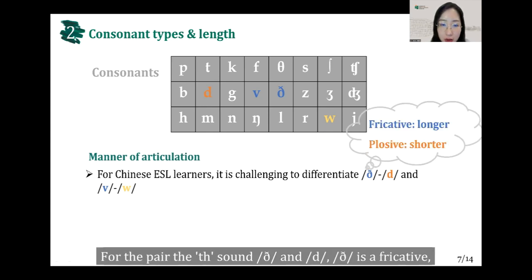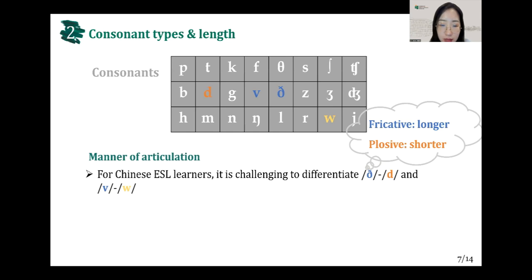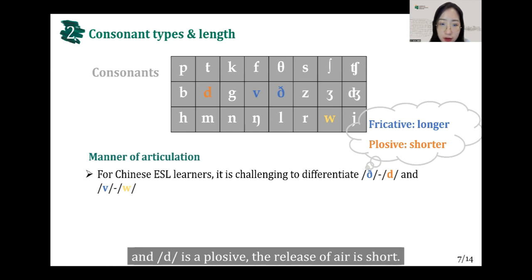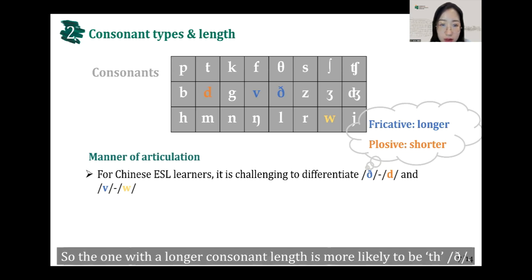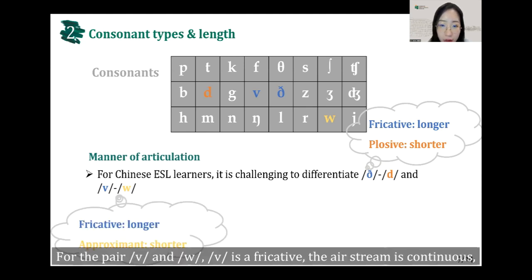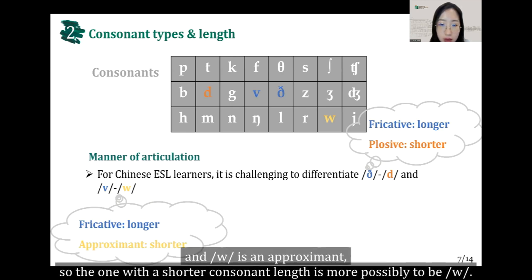For the pair, the th sound and d. The th sound is a fricative. Air is escaped from the small passage, and the air is continuous. And d is a plosive. The release of air is short. So the one with a longer consonant length is more likely to be the th sound. For the pair v and w, v is a fricative. The airstream is continuous, and w is an approximant. So the one with a shorter consonant length is more possibly to be w.